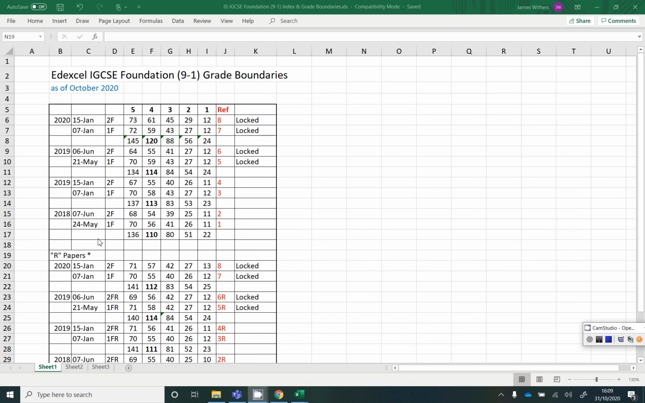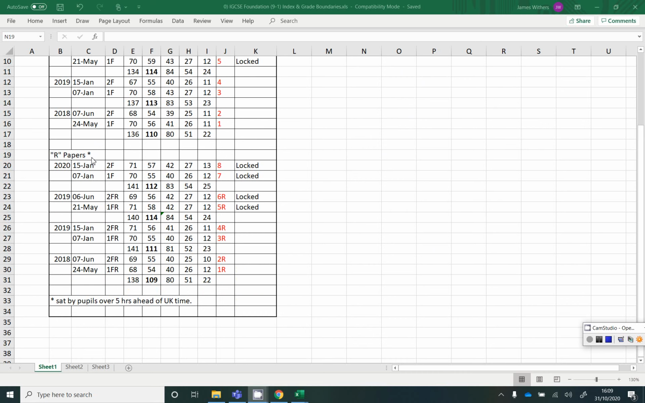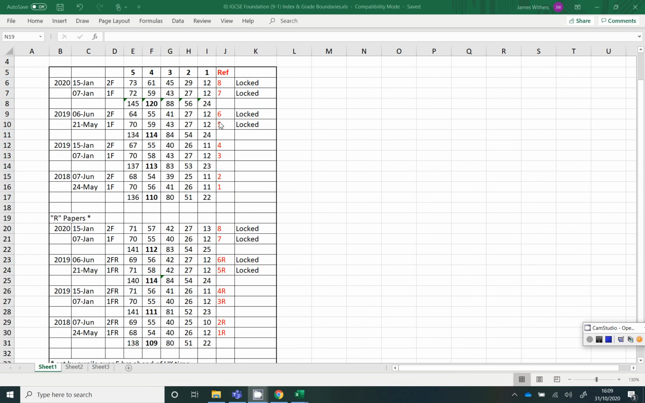We're sat in the UK, and then this bottom half is the R papers. So these were the papers sat in the region, so for overseas territories where there's more than a 5-hour time difference. So it just gives us more past papers to practice. Now the numbers in red cross-reference into my YouTube channel, so you can see where they're filed, and I think the grade boundaries are fairly self-explanatory.